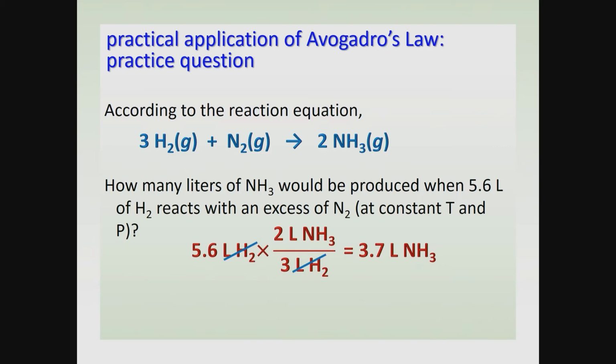What I've done here is set up the fraction of 2 liters of ammonia to 3 liters of hydrogen, flipped in such a way that the liters of hydrogen cancels out, so we get an answer in liters of ammonia. So 3.7 liters of ammonia is what you would get from 5.6 liters of hydrogen.